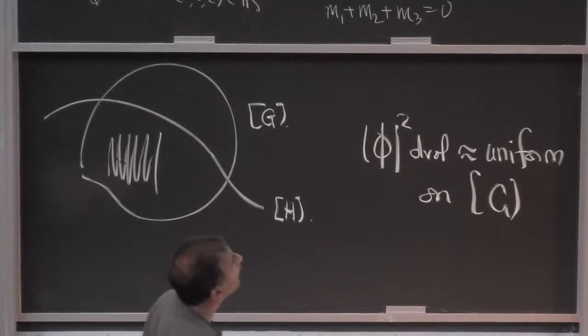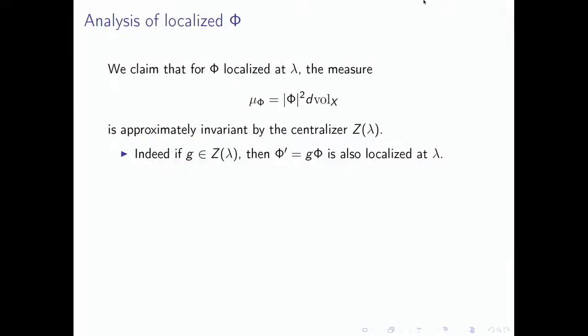All right. So here's how that goes. We claim that this measure, x should be in G. Okay, this thing that's up there, it's a measure on this space, the automorphic space for G. I claim that it's approximately invariant by the centralizer of lambda. So just to remember, lambda is this point where it is localized. Lambda is in the dual Lie algebra.